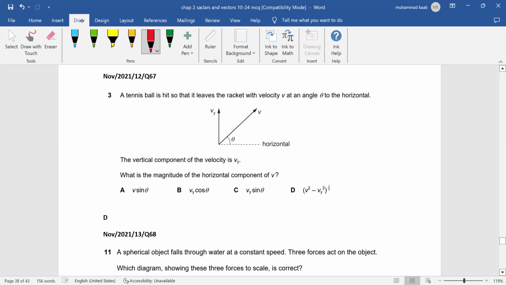Come on, come on, Candy Bruise, please do this question. This one. A tennis ball is hit so that it leaves the racket with the velocity v at the angle theta to the horizontal. The vertical component of the velocity is Vy. What is the magnitude of the horizontal component of V?